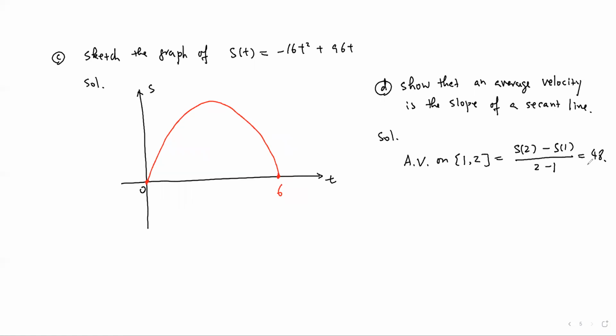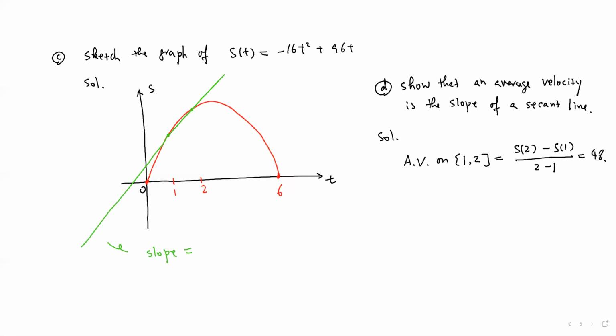Which secant line? Suppose 1 is here. 2 is here. Corresponding to 1 on the graph is this point. Corresponding to 2 on the graph is this point. Now join these 2 points with a line. This is a secant line, not a tangent line. Now the slope of this secant line.